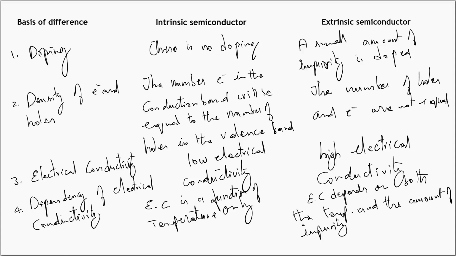Lastly, we shall see the examples. For intrinsic semiconductors, the crystalline form of silicon and germanium are the examples. And for the extrinsic semiconductors, arsenic, antimony, phosphorus, indium doped silicon, and germanium.